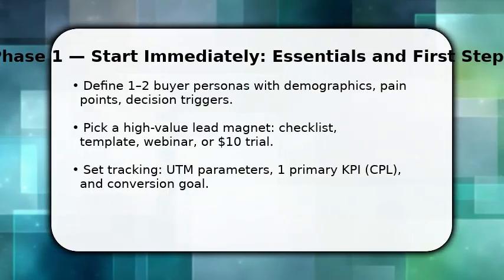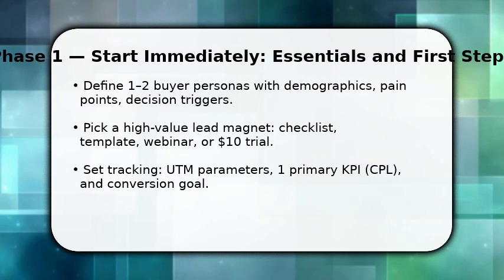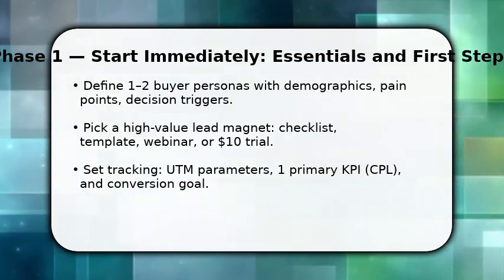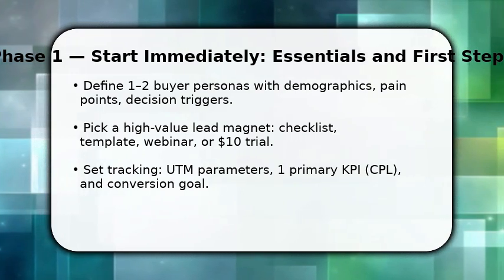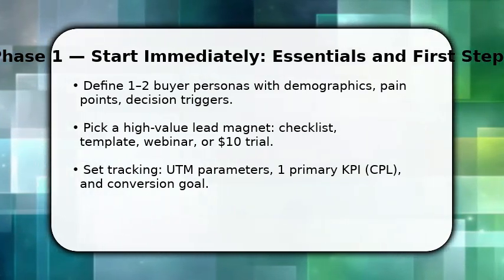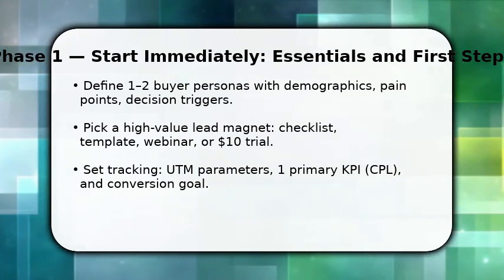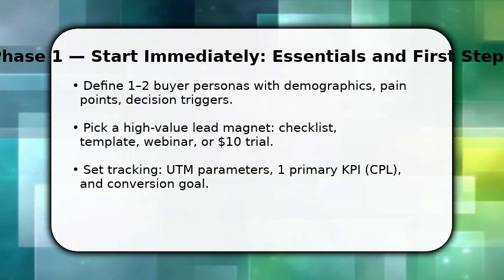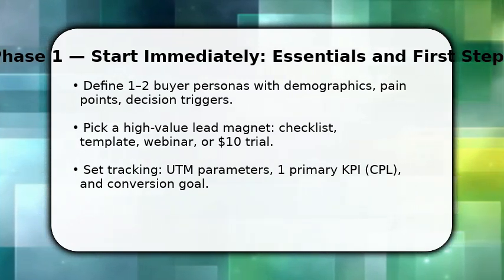You begin by clarifying who you sell to and what they urgently need. This narrows focus and saves budget. Once done, create one compelling offer, a checklist, template, or low-cost trial that solves a specific pain. Make sure to configure tracking with UTM tags and one primary KPI, like cost per lead.